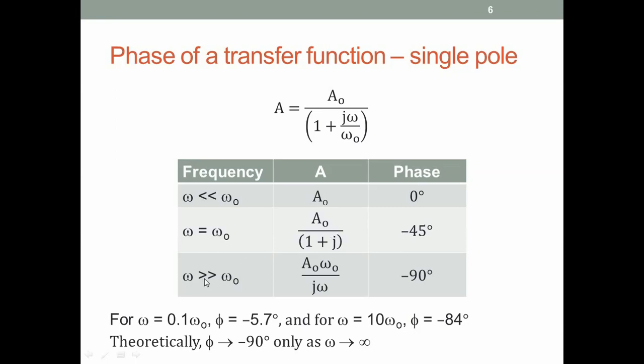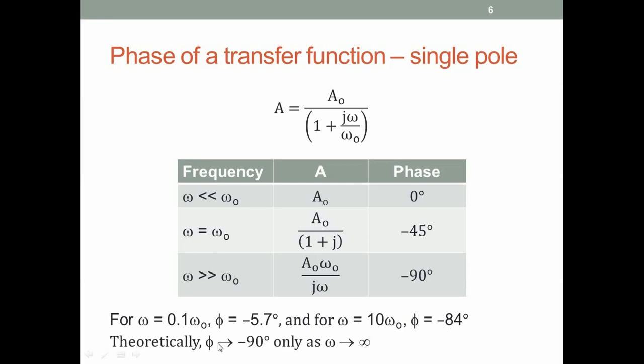And for omega much greater than omega naught, when we can ignore the 1, then we can write it as A naught omega naught by j omega, and so the phase of this is minus 90 degrees. At 0.1 omega naught, you can calculate the phase turns out to be minus 5.7 degrees, and at omega equal to 10 times omega naught, the phase turns out to be minus 84 degrees.